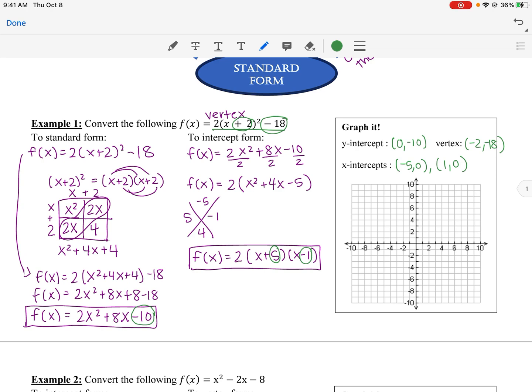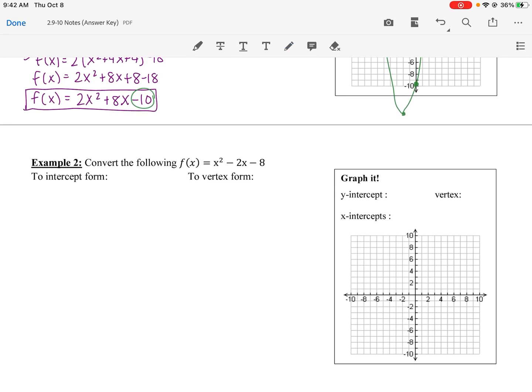So let's see, if I plot my x-intercepts at negative 5 and at 1, and my y-intercept at negative 10, I should have made this graph a lot larger because technically my vertex is all the way down here. We get something like this, right? And it should be symmetrical. Okay, well done. Let's look at the next one.